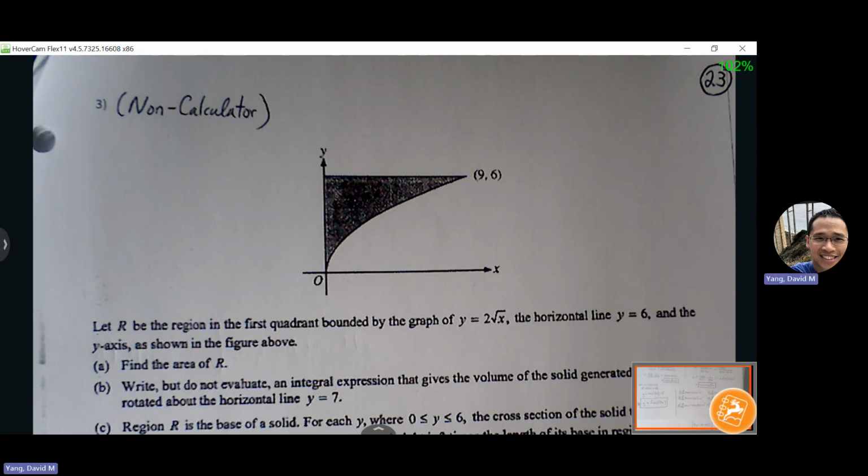So part A is just area. So area is just either top minus bottom or right minus left. We always want to explore the possibility of top minus bottom first, right? That's always the easier path to attempt. If we can't do top minus bottom, then we'll look at right minus left. But if we have two functions, then we should rely on top minus bottom.